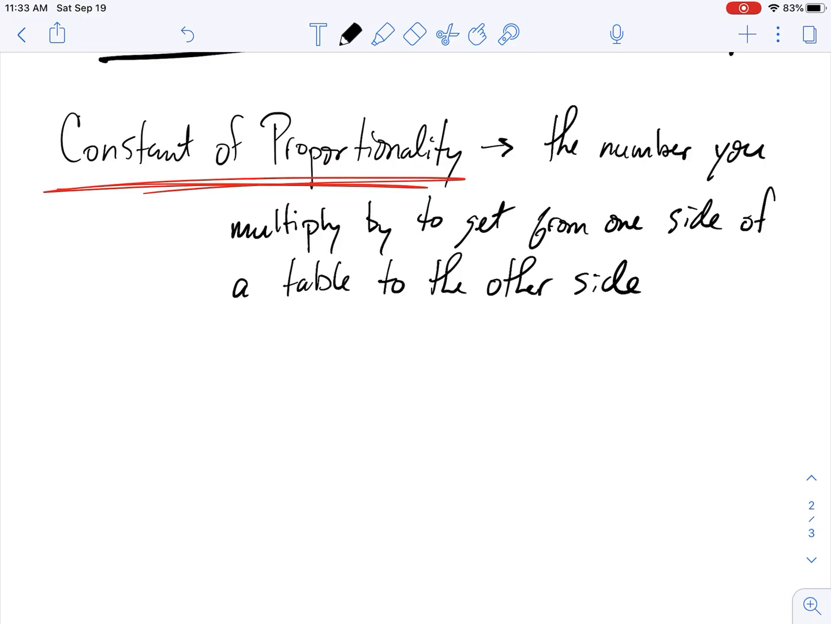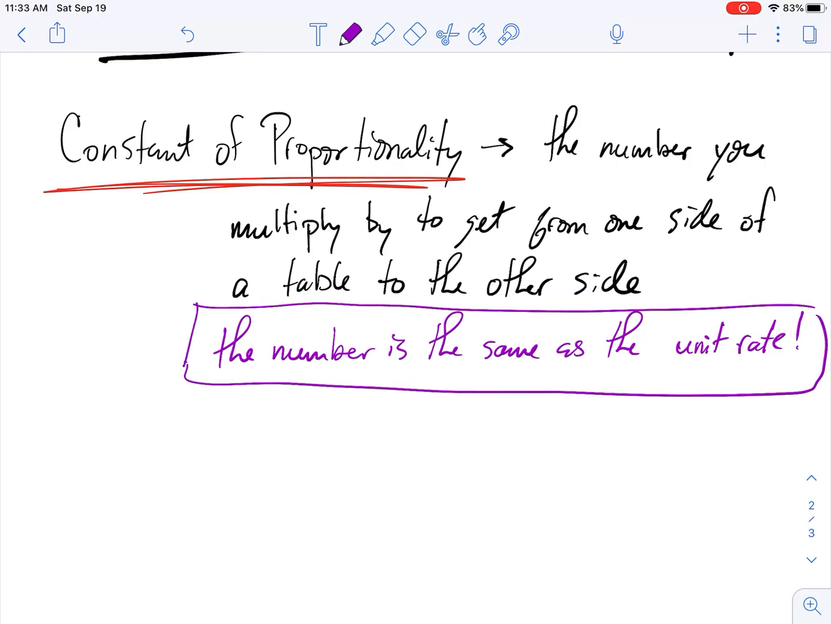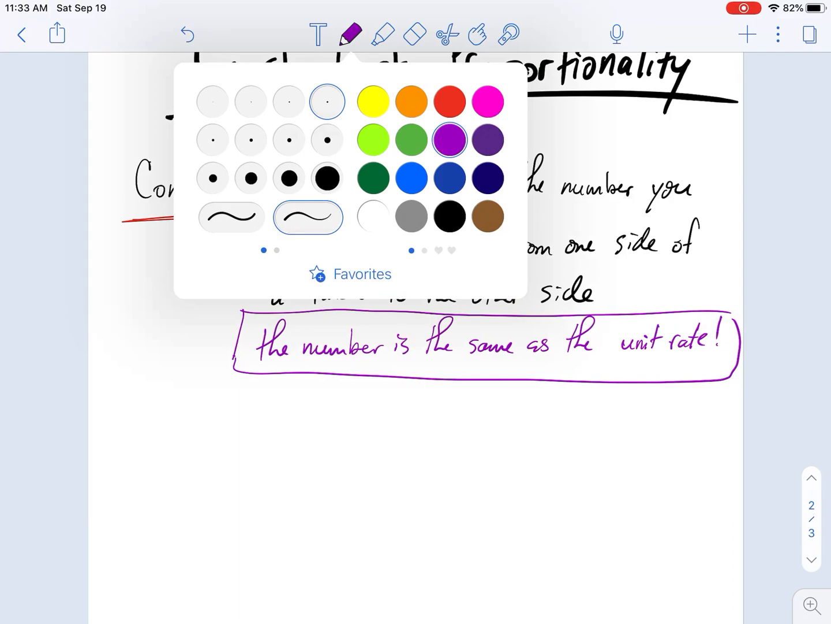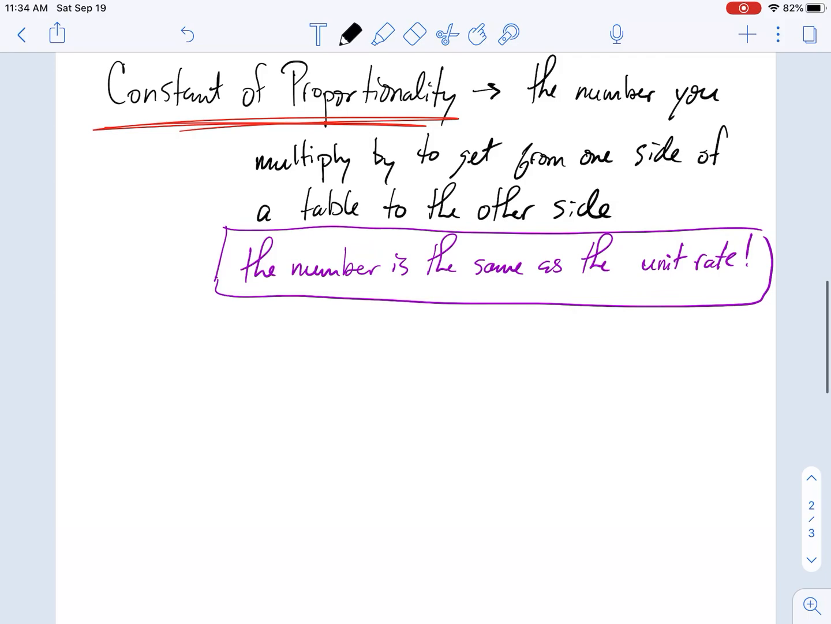And if you're thinking to yourself, wait a second, isn't that what we did for unit rate? Yes, you're correct. The number is the same as the unit rate. Okay? The number is the same as the unit rate. All right? So that is pretty important for you to remember. And I'll give you an example. We'll go over an example. So if you're a little confused, don't worry. And we're talking about constant of proportionality.